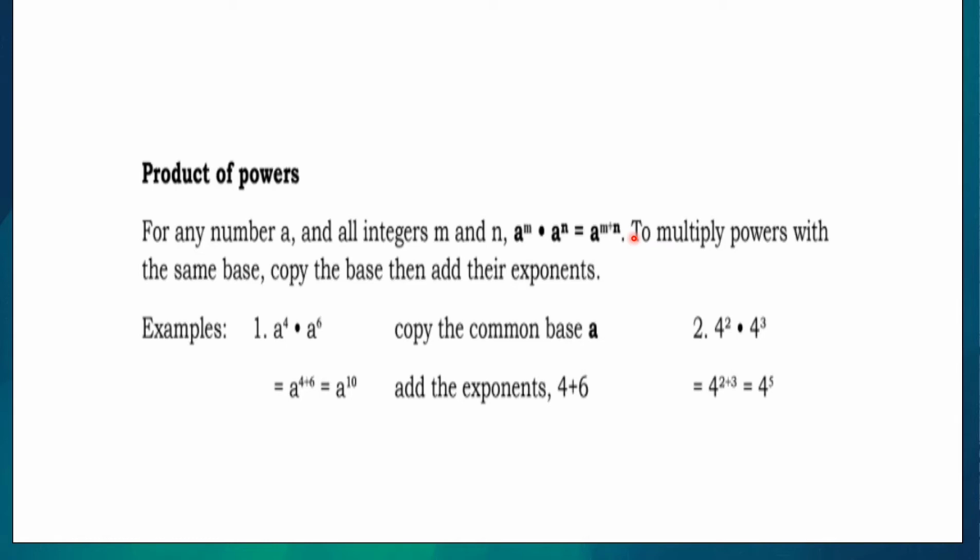Example number 1. a to the power of 4 times a to the power of 6. So 4 plus 6 equals 10, so the answer is a to the power of 10. And number 2, 4 squared times 4 cubed is equal to 4 to the power of 5, because 2 plus 3 equals 5.